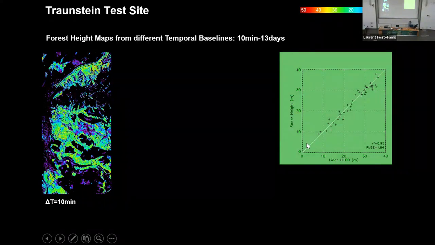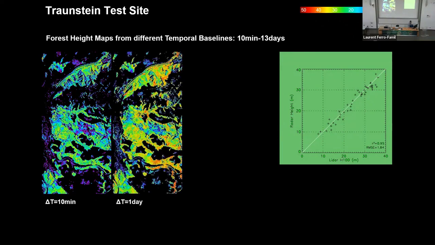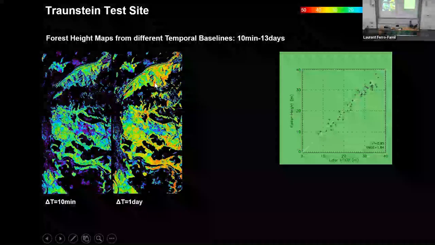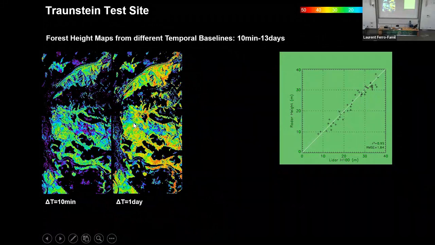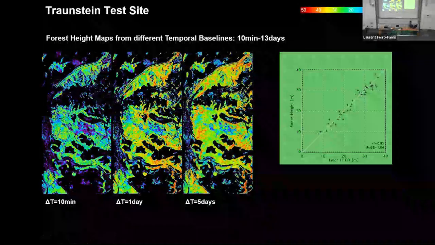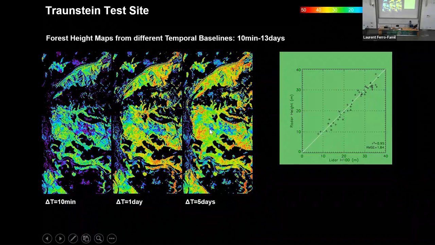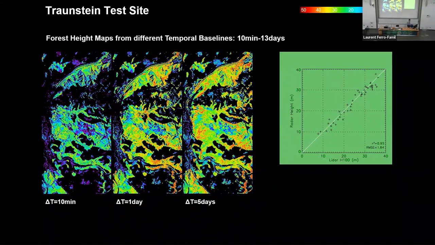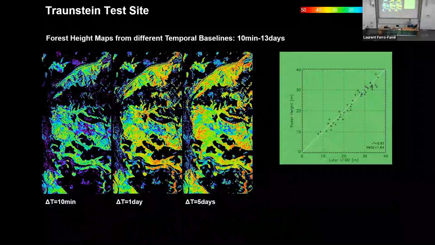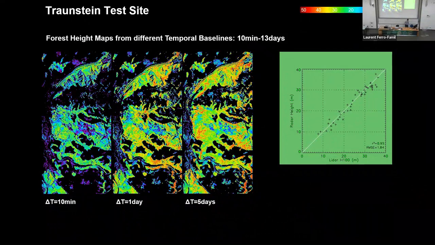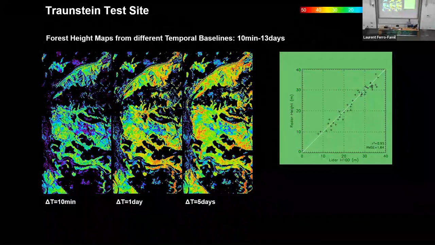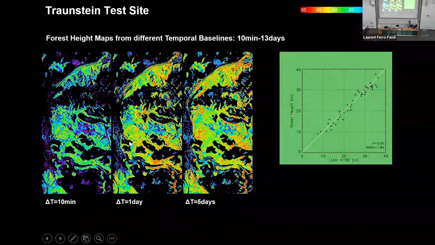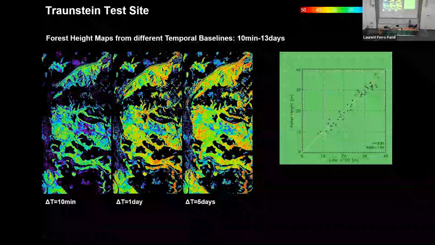Okay, performance, we commented before, it's fine. Then after one day, you have temporal decorrelation, we said before, especially in the shorter stands, you are biased. After 5 days, are you more biased or less biased? Depends on where you are, but in general, I don't see that the bias here is bigger than the bias here. And so this means why?